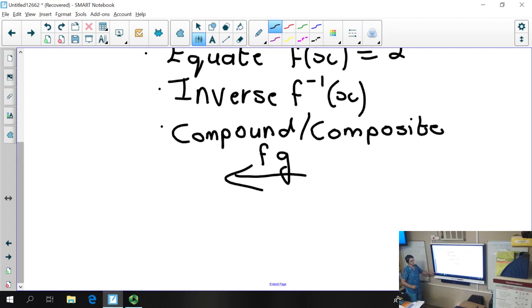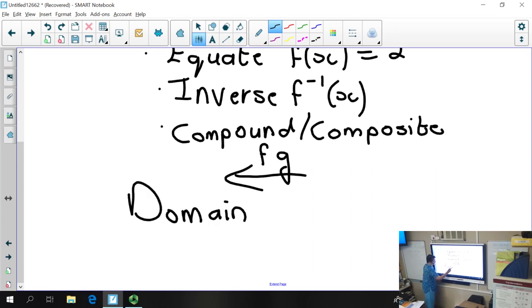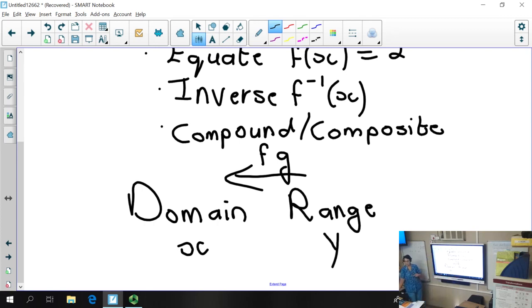Okay, now what's extra now is what we call the domain and the range. Now the domain is always your x values. The domain is your x values and the range is then your y values. That's your y values. So you must read carefully if we ask, find the domain of f(x), find the range of f(x).